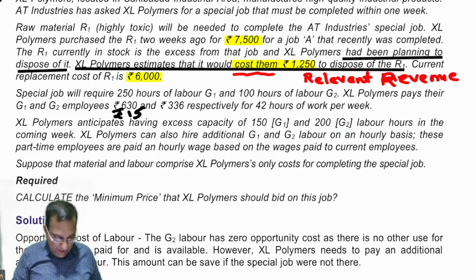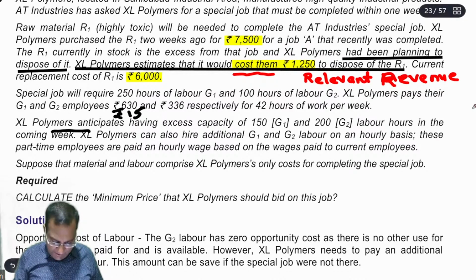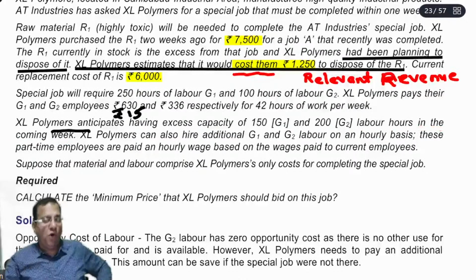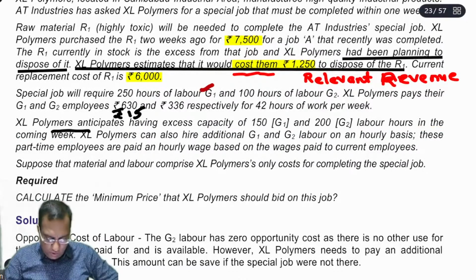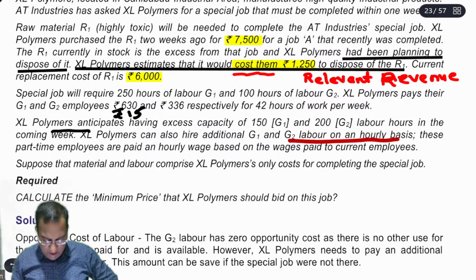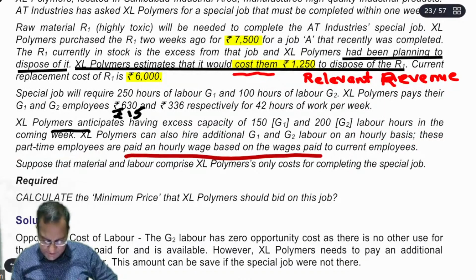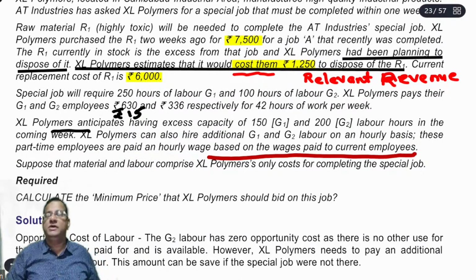Third para. Excel Polymer anticipates having excess capacity of 150 G1 and 200 G2 labor hours in the coming week. So the company already has idle capacity of 150 hours of category G1 and 200 hours of category G2. The company can hire additional labor on an hourly basis. These part-time employees are paid an hourly wage rate based on the wages paid to the current employees.